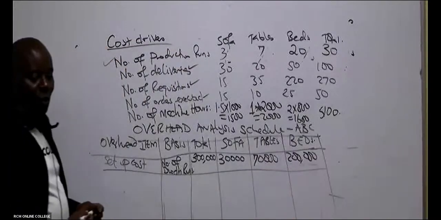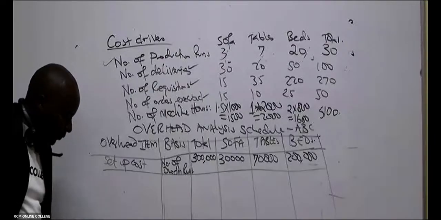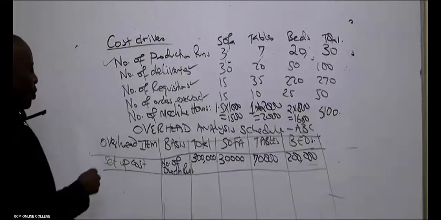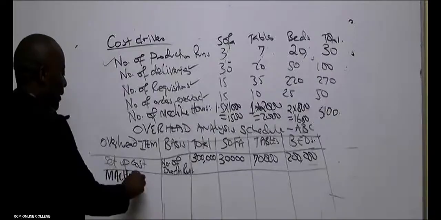Can we take on the second one? The second one is known as what? Machine cost. So you write here, machine. Is it a machine or a machine?